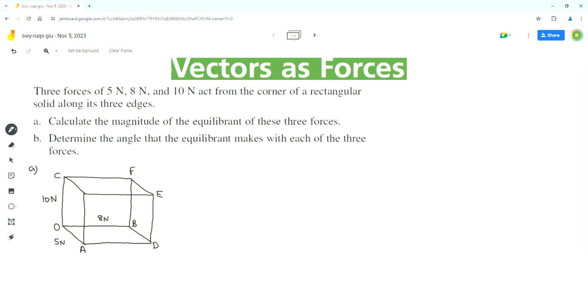Now, we are given that the forces act along the three edges, and we know that the three edges at the corner of a rectangular solid are perpendicular to each other. That means side OA is perpendicular to side OB, and OA and OB are perpendicular to side OC. So we can assume that OA, OB and OC represent the three axes. Let's assume the x-axis is along OA, the y-axis is along OB, and the z-axis is along OC.